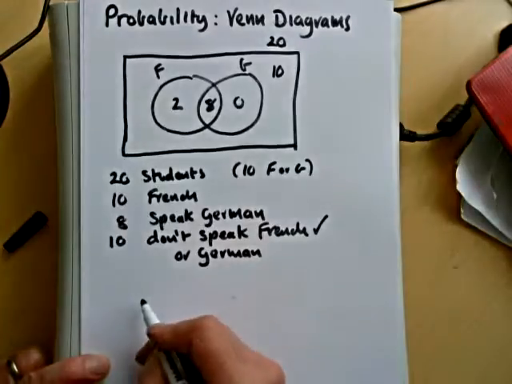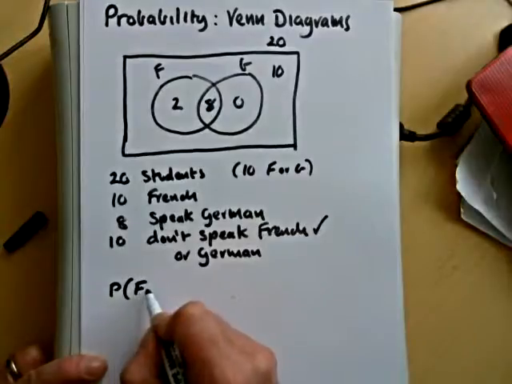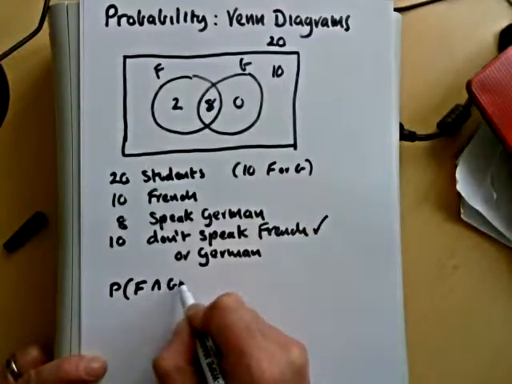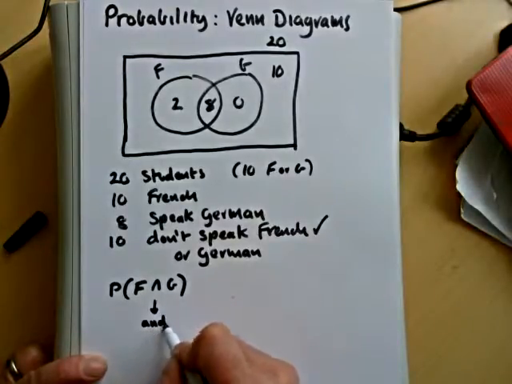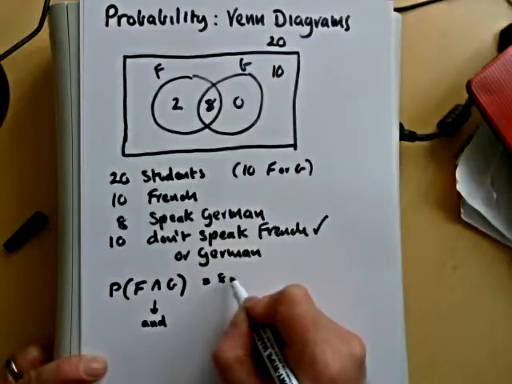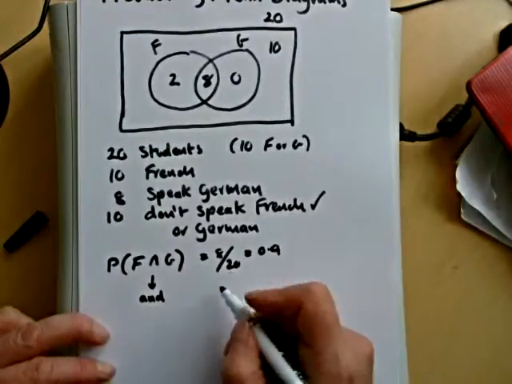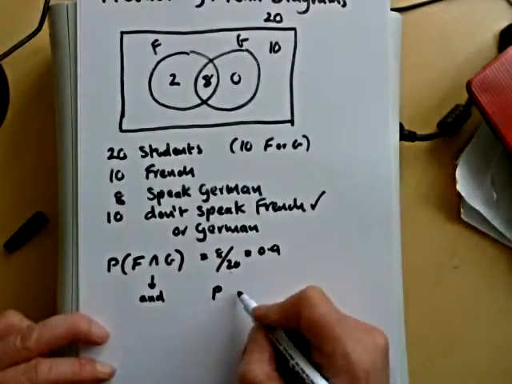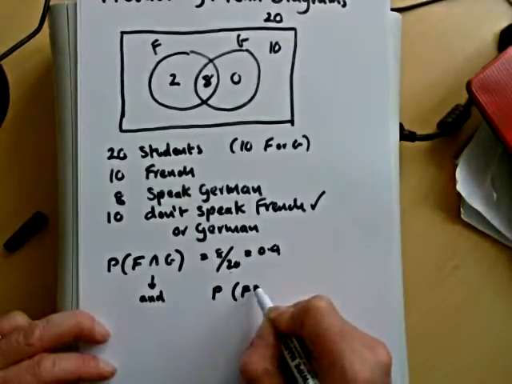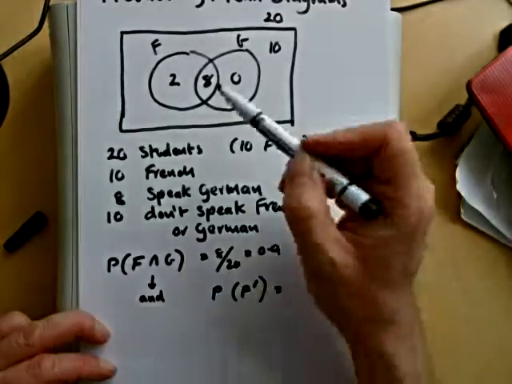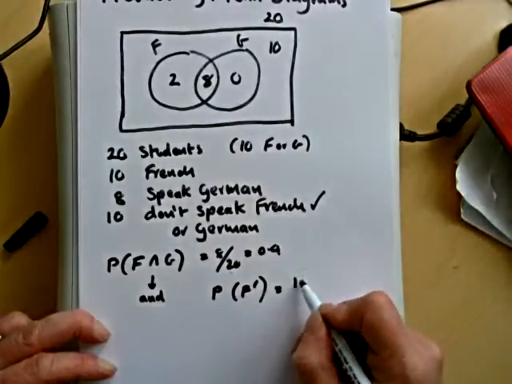Okay, so let's look at the type of problems we can answer. What's the probability that you speak French and German? Okay, so this is an intersection. French and German equals 8 out of 20, which is 0.4. What's the probability that you don't speak French? Well, you've got the 10 people that speak French here, and 10 people that don't speak French. That's 1 mark.